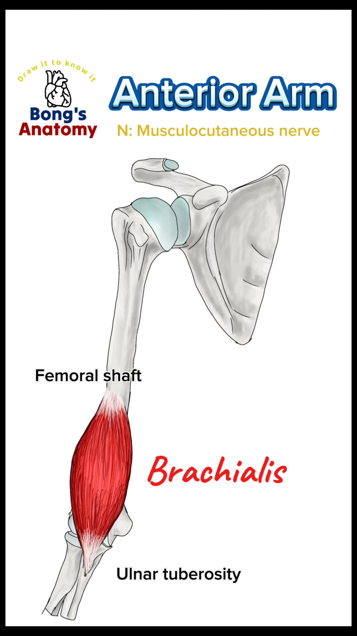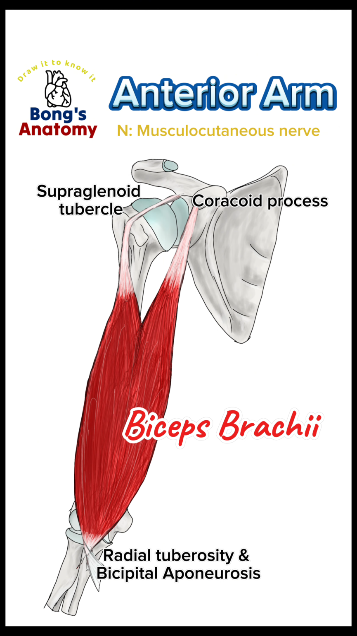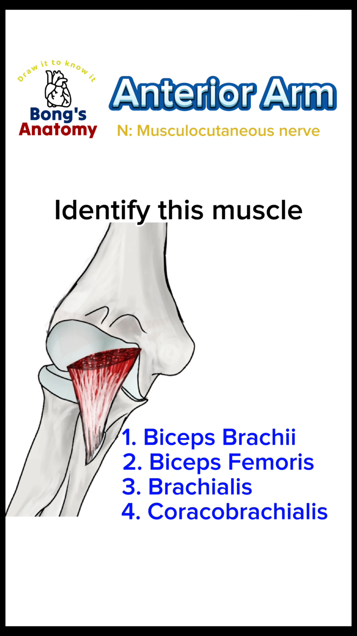Brachialis originates from the brachium and inserts into the ulnar tuberosity. The famous biceps brachii. Bi means 2 and ceps means heads, which means 2-headed muscle of the arm. So we named it the biceps brachii. Long head originates from the supraglenoid tubercle and goes laterally. Short head originates from the coracoid process. 2 heads will blend together and insert into the radial tuberosity and bicipital aponeurosis. Take a quiz and leave your answer in the comments.